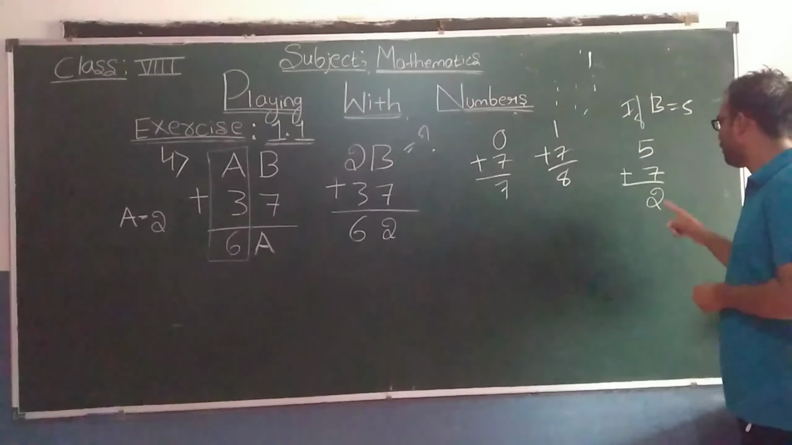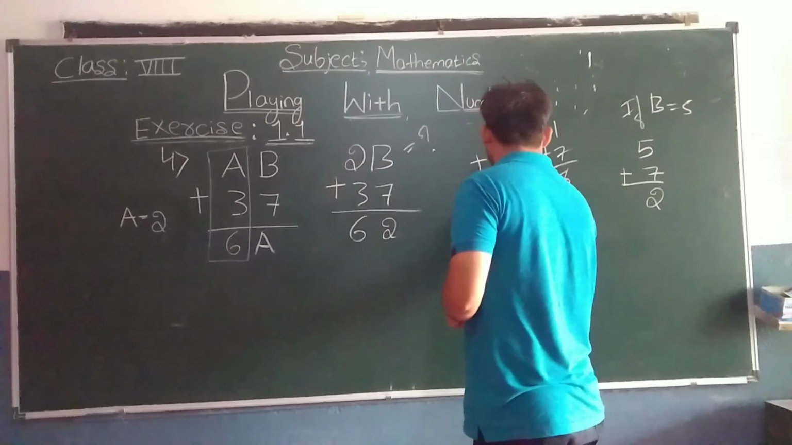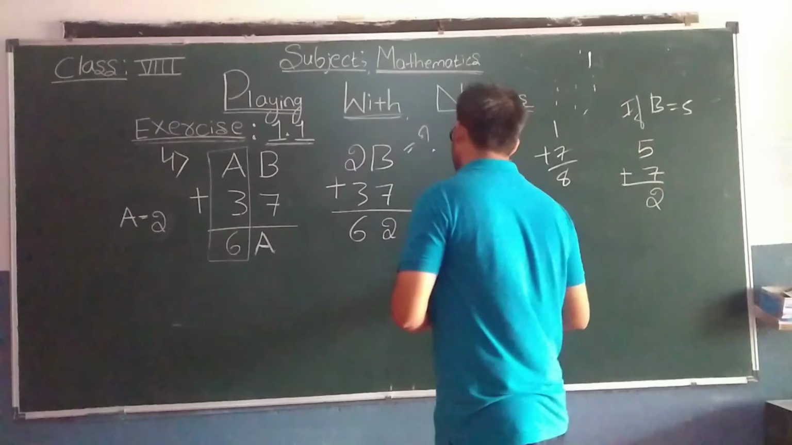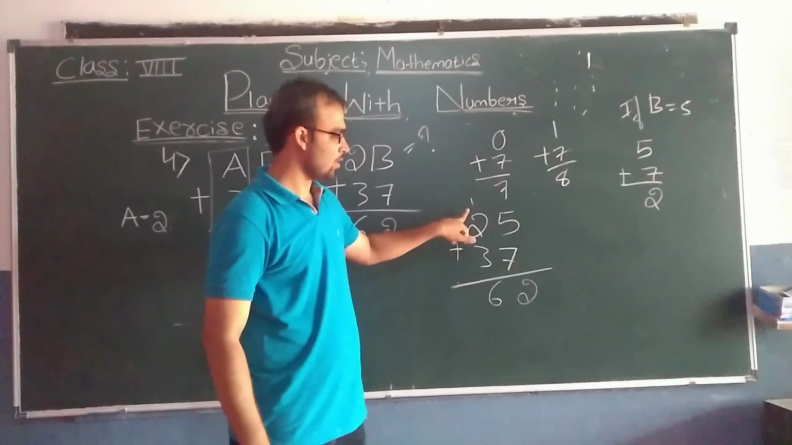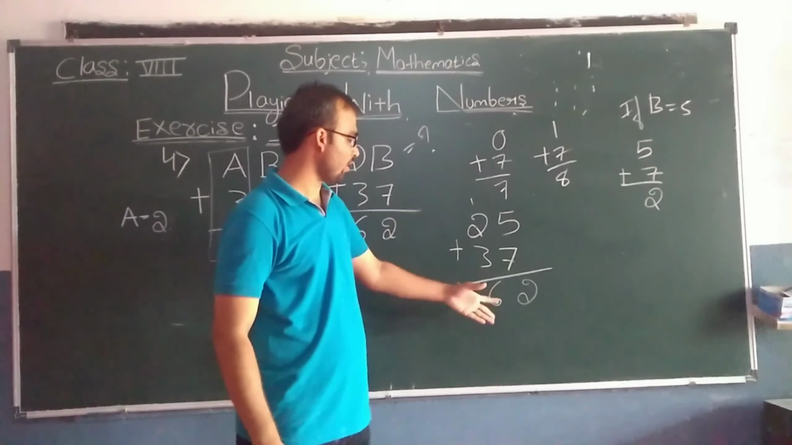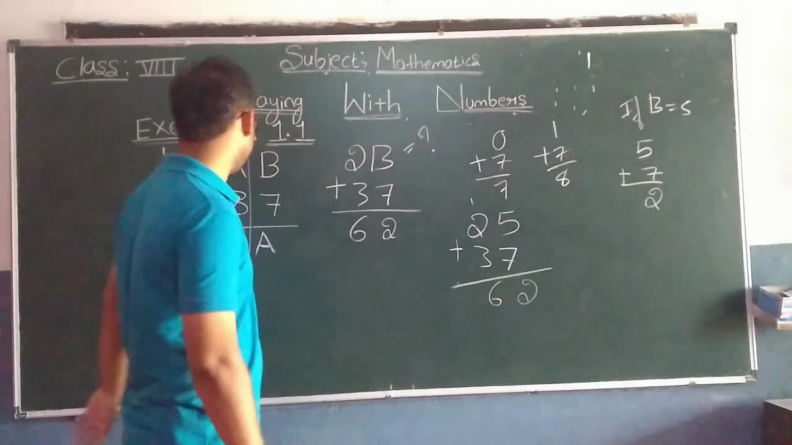Here, 25 plus 37. We have taken the value of a as 2 and b as 5. So now 5 plus 7 is 12. So 2, 1 carry. So 1 plus 2 is 3 and 3 plus 3 is 6. Satisfies, no?